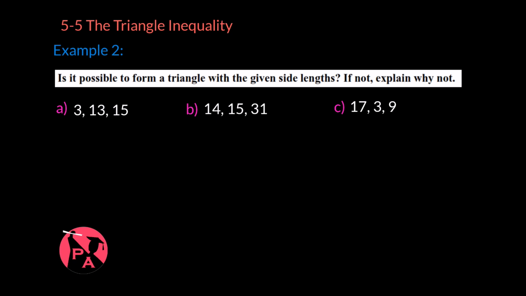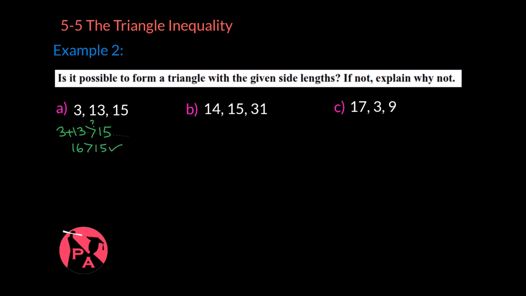The first part of the lesson was about finding an interval for a side by using the other two sides. This example here is about determining if it's possible to create a triangle using any of these three numbers. Let's get started with the first one. The sides that we have are 3, 13 and 15. When we choose any two of these, like 3 and 13, the sum must be greater than, let's put a question mark for now, 15.